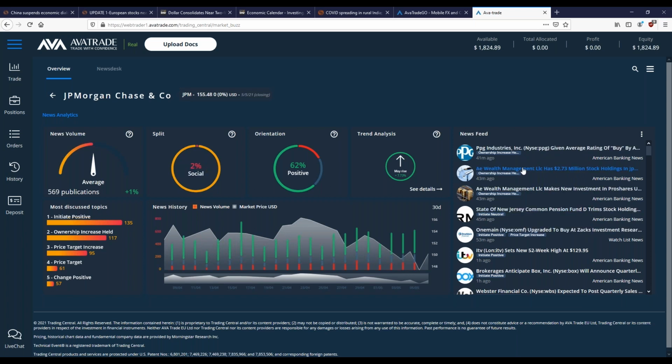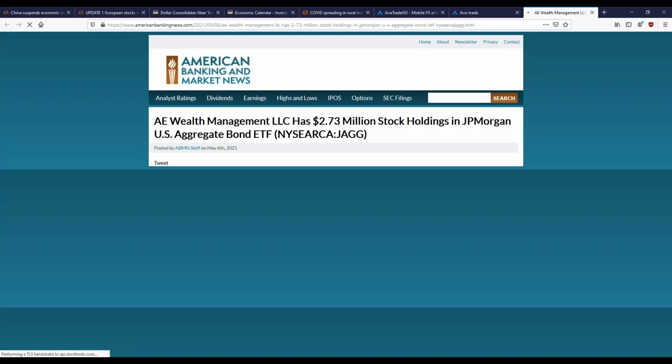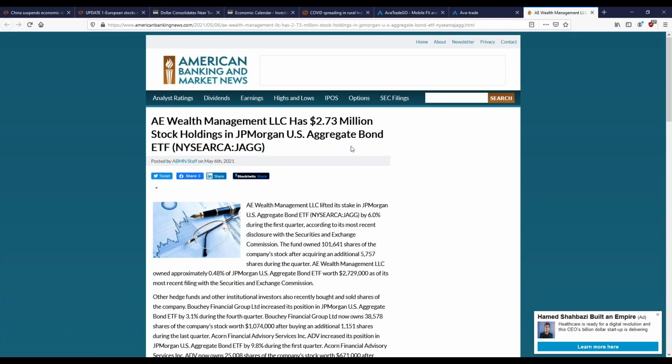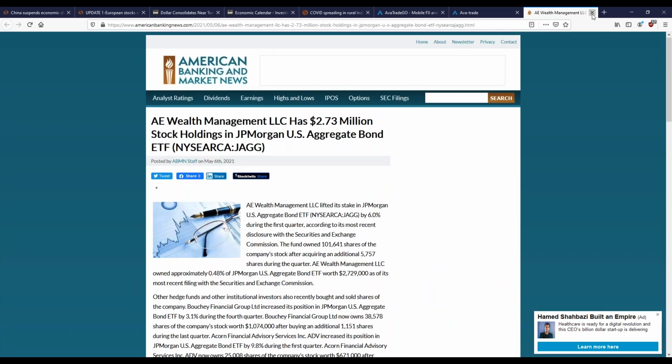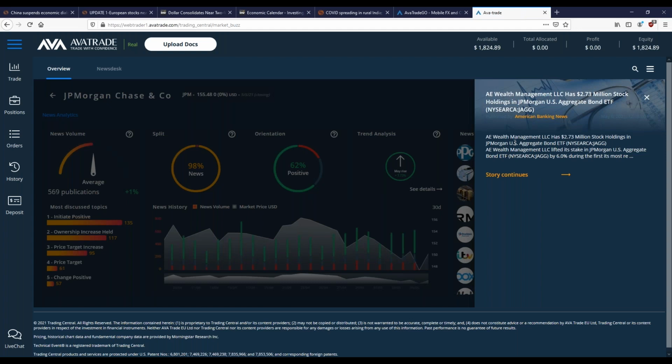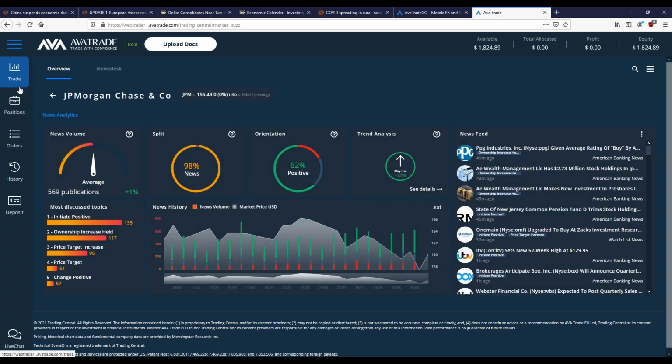So you can pull up these articles, see the whole thing. It'll take you to the place where it's found, and you can read about how this affects JP Morgan. And so in very short order, you can do your fundamental analysis on a specific instrument right from the web trader itself. That's really good for focusing on specific instruments to find headlines about that exact company or stock or index, etc. And so that's a resource that's there for you.